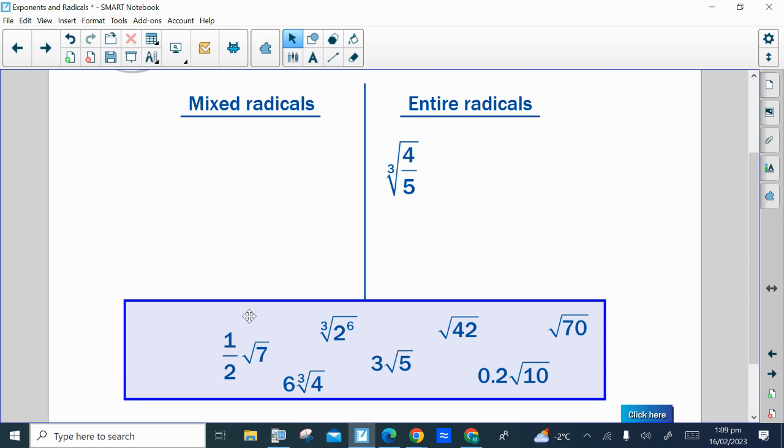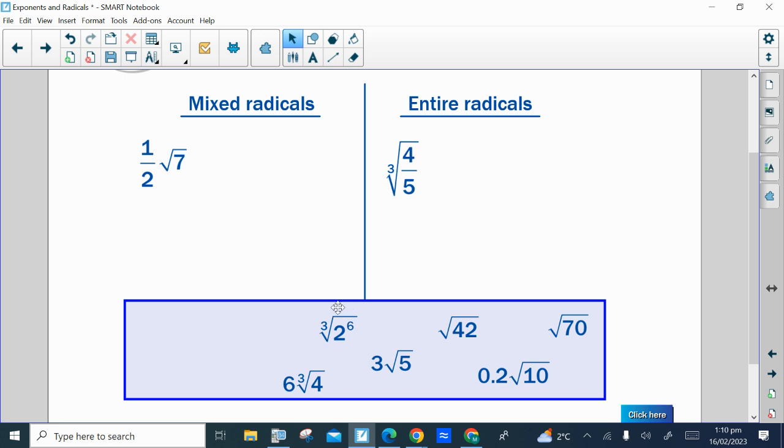So Keen, 1/2 root 7, mixed or entire? You don't have to start praying about it. It's not that hard. Is there a number in front of the root 7? Yes, there is. 1/2. You got a 1/2 in front. That's a coefficient. I'm not going to be as rude as Princess to ask, are you blind? I might be thinking it, but I'm not going to say it. Okay, a coefficient is a number in front. It's a number times the radical. It's different than an index.